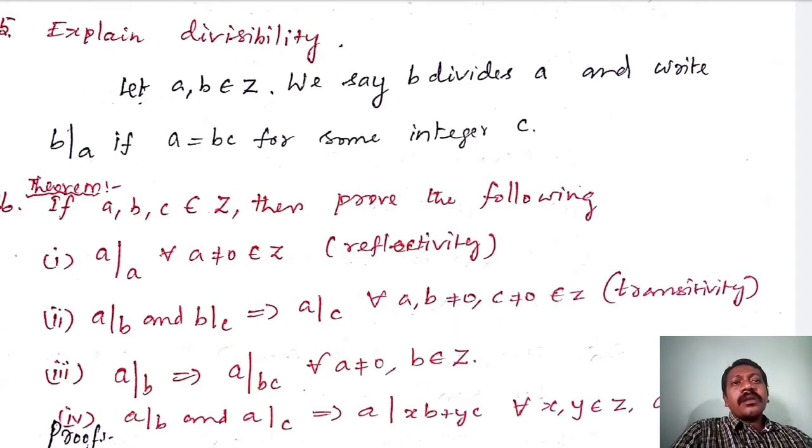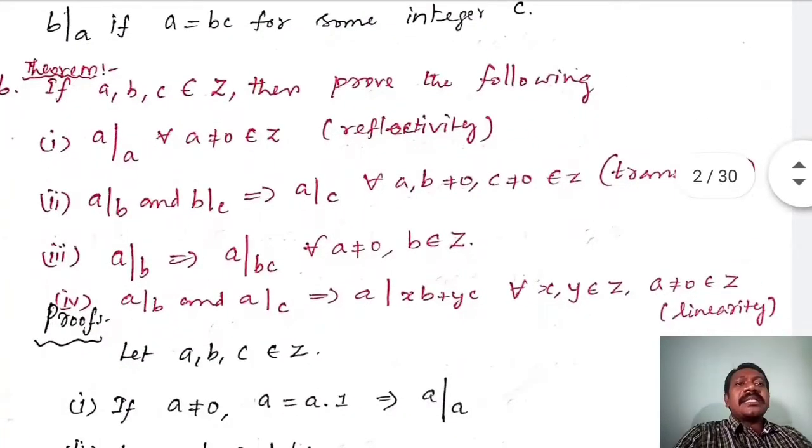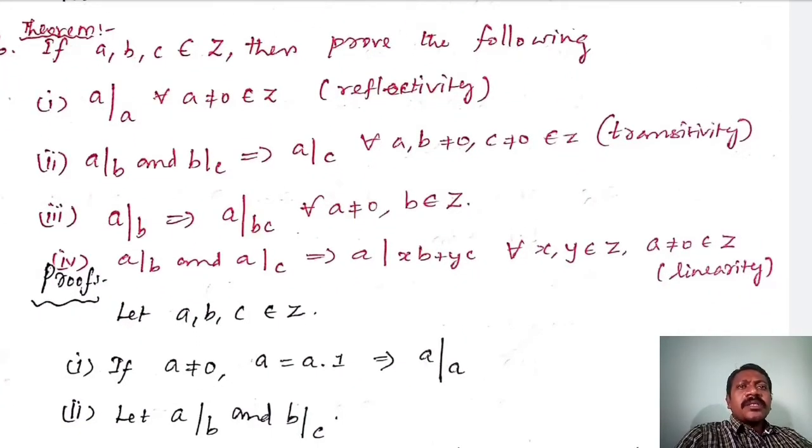So if you take a as 6 and b as 2, then we get a equal to 6 equal to 2 into 3. Here c is 3. So this is just an example. Here we have to prove some basic results. If a, b, c are integers, then we have to prove the following. a divides a, for all a not equal to 0 belonging to Z. This is the property we know as reflexivity.